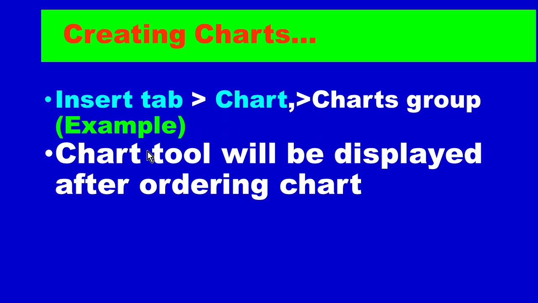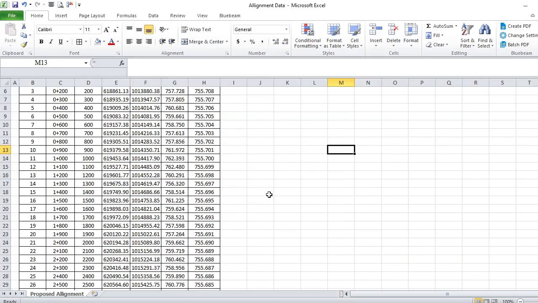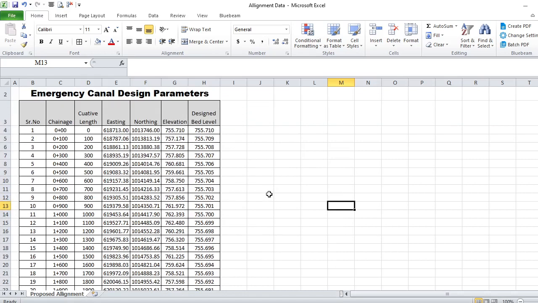Let us go to the chart tools, which will be displayed after inserting the chart. We will see what it means. You select the data, then insert and choose a chart type, then you do your chart settings. Let us go to the direct example.